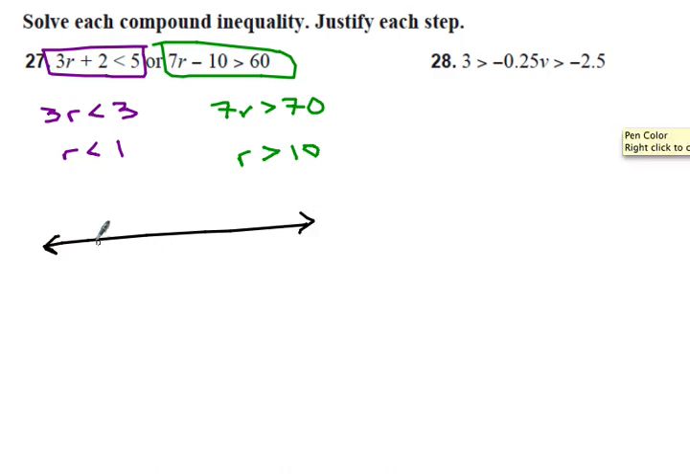we've got 1, 2, 3, 4, 5, 6, 7, 8, 9, 10. Okay, both of them have no equal sign underneath, so these are going to be our open circles. R is less than 1, so we're going that direction. R is greater than 10, so we're going this direction. And we've got everything graphed. So there's our graph for it. Questions on that? Feeling okay?